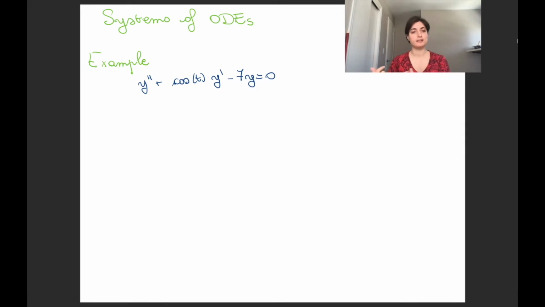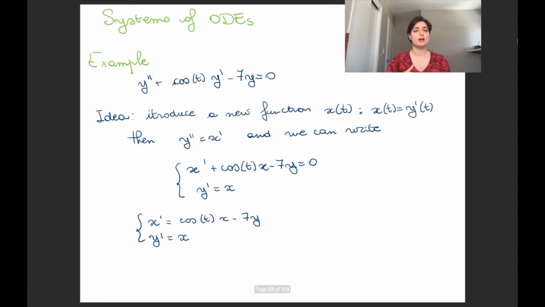So we could solve it with the techniques we have developed until now. But we can look at it in a different way. We introduce a new function x, a function of t, and we define it to be the first derivative of y. Then the second derivative of y is equal to the first derivative of x, and we can write x prime plus cos t x minus 7y equals 0, combined with the information we just introduced, that x is equal to y prime.